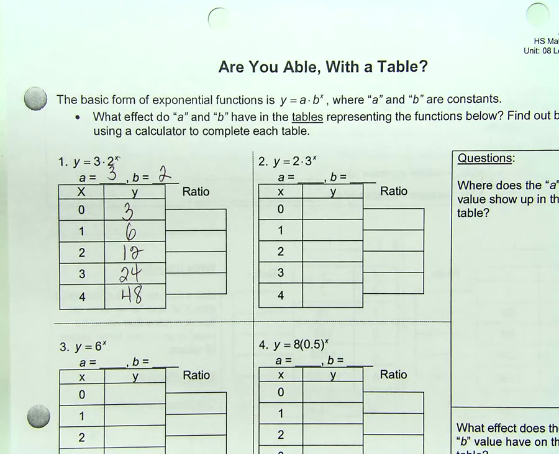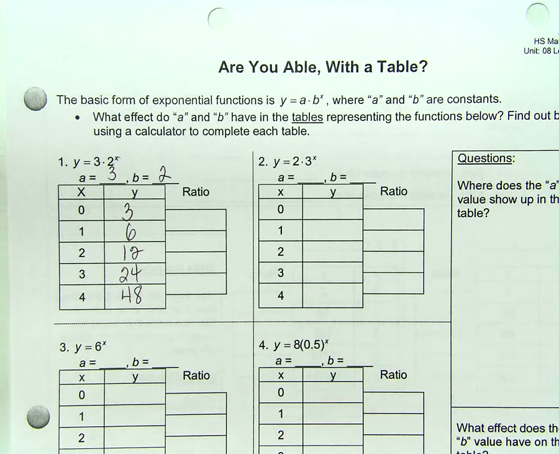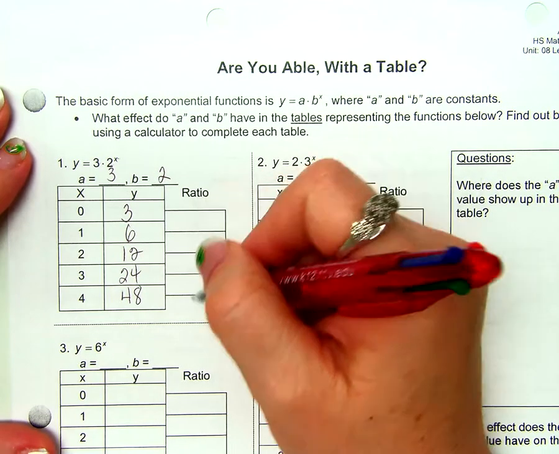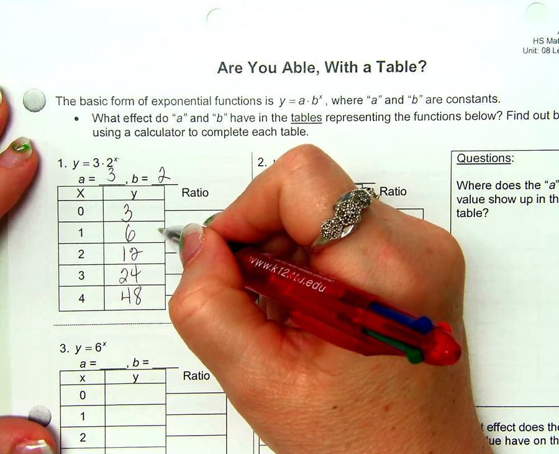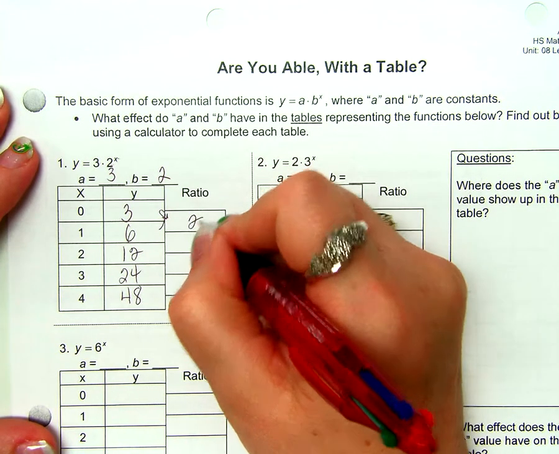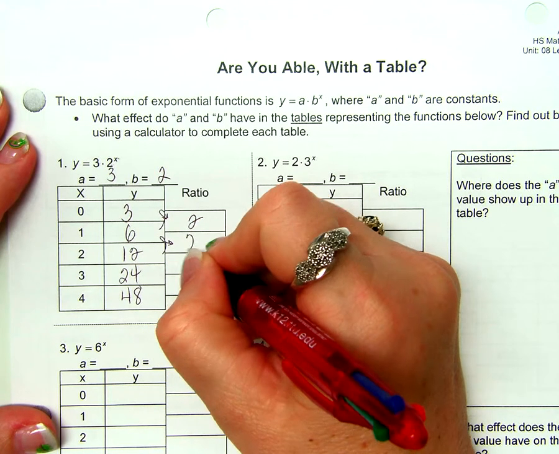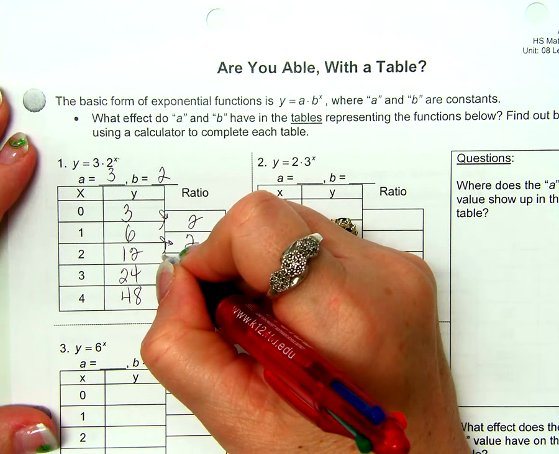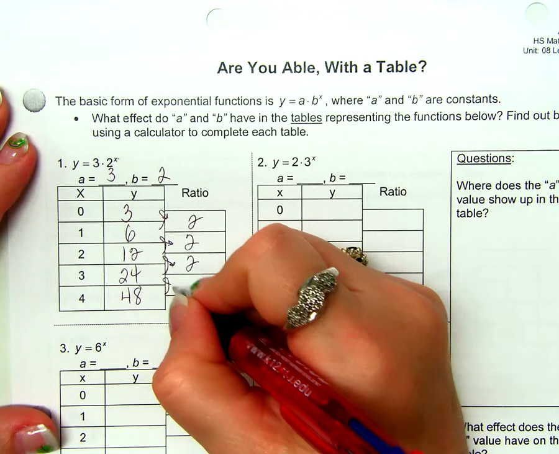Okay? Oh, I forgot to tell you. We've got to do these 6 tables, and then we have to answer questions about them. So as we're going through, let me show you what we're going to do. Let's find the ratio real quick. To find a ratio in a table, you take a term and divide by the previous term. 2. Take a term, divide by the previous term. 2. Take a term, divide by the previous term. 2.